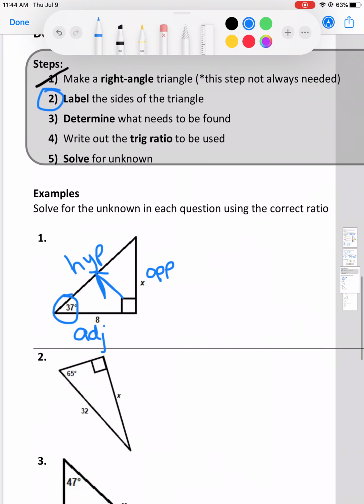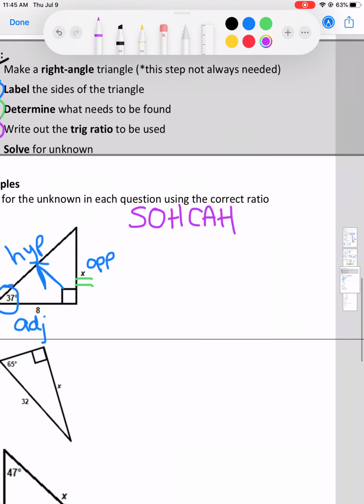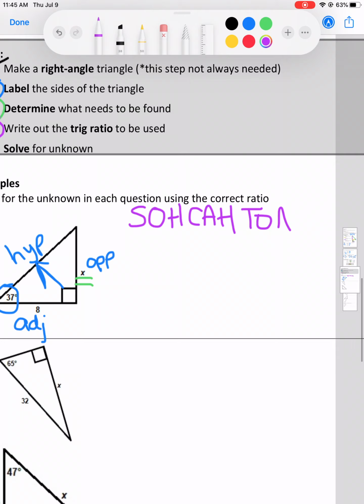Awesome. Determine what needs to be found. What needs to be found? It's my x, because that's the unknown. So the question will say solve for the unknown. Write out the trig ratio to be used. Okay, so what we're going to do here is I'm going to write out SOHCAHTOA, because we're going to determine what we need to use.